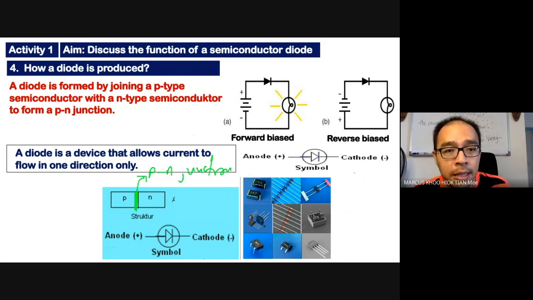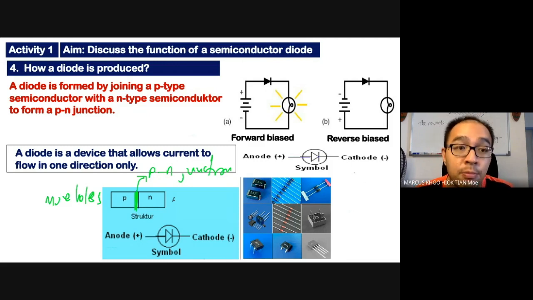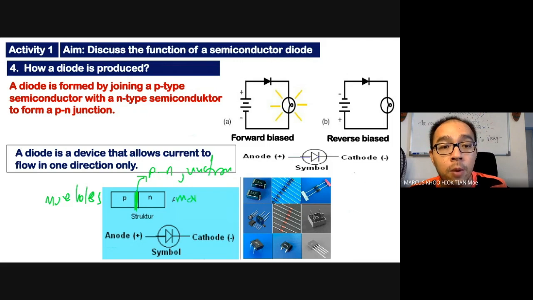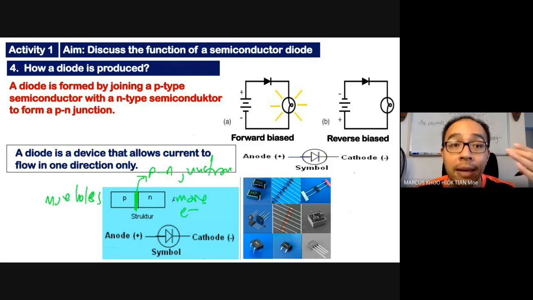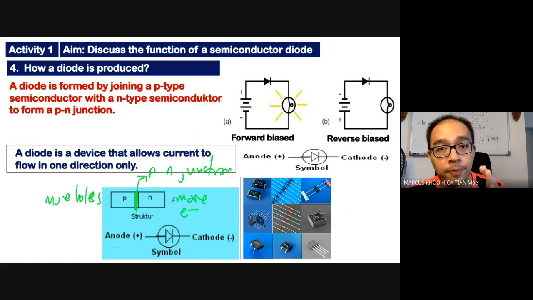Now remember, P-type semiconductor means more holes. Okay, more holes, but it doesn't mean no electrons. Okay, it's just more holes than electrons. N-type semiconductor is more electrons. There are holes, but more electrons. Okay, that's very important.